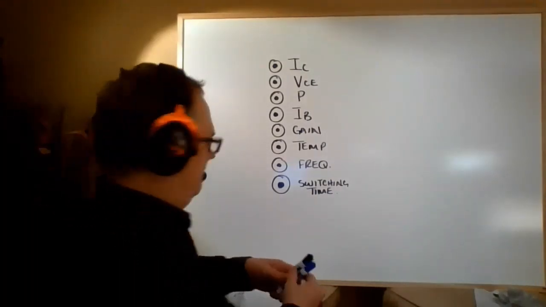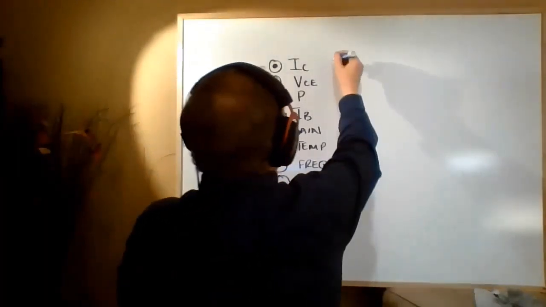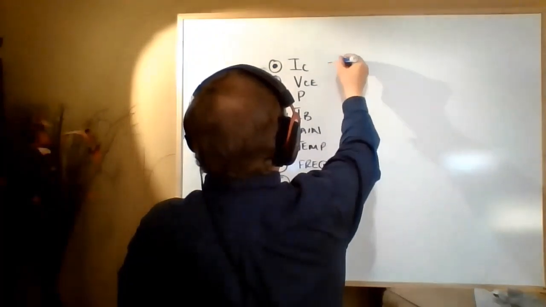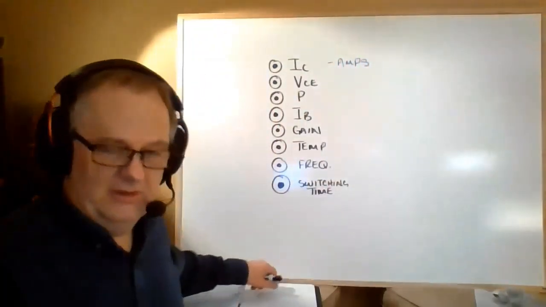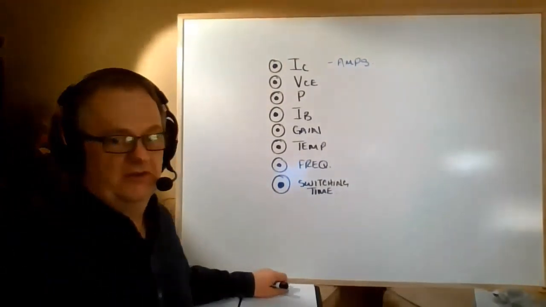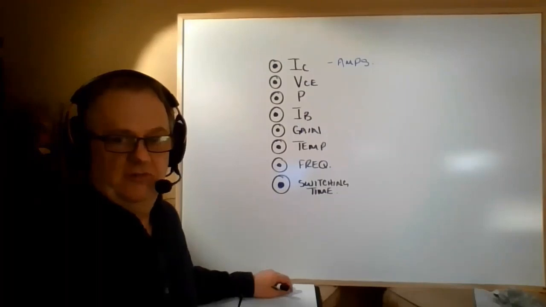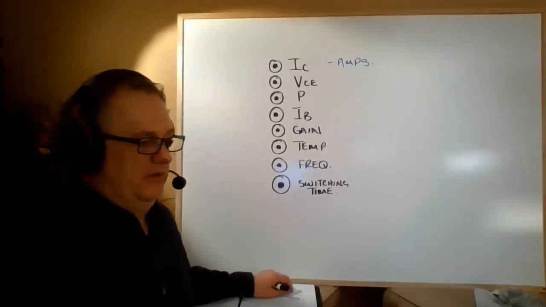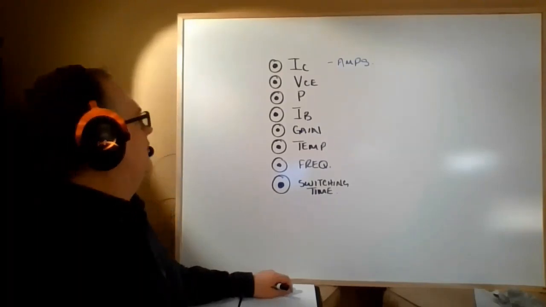First thing up here we have is the IC, which is the collector current. This is going to be a rating usually in amps. This is the load current that flows through the collector. So what is the total amount of amps that can flow through this transistor? That's going to be a careful consideration when you're building a circuit.